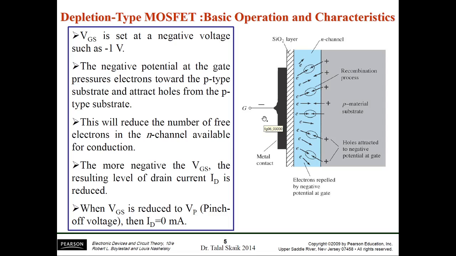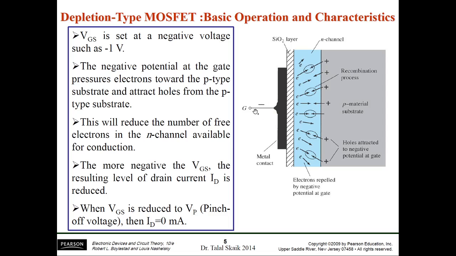If I am applying minus 2 volts, then again 10 more electrons, so 20 electrons are in the recombination process. So 80 electrons are carrying the current, whereas previously we had 100 electrons when there was no VGS. As we increase the negative voltage at the gate terminal, the recombination process increases. If I am applying minus 5, then 50 electrons will recombine and 50 electrons will carry the current. So the quantity of current is reduced by applying VGS.